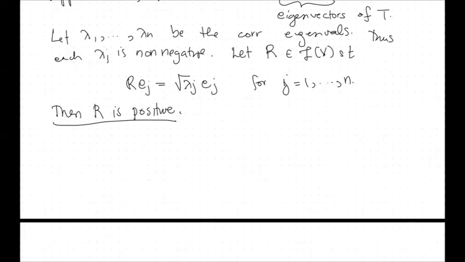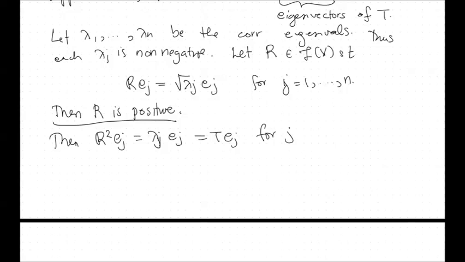And then you have R squared of e sub j is just lambda j e sub j. This is just equal to T e sub j. This is for each j, which implies that R squared is equal to T, which is what you want to show. So C holds.